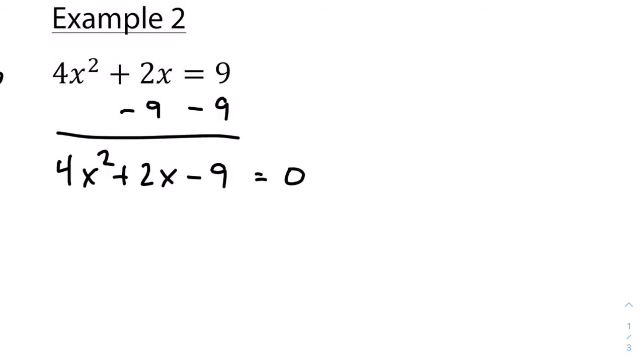We have a quadratic equation now because it's equal to 0. And so what I can do is figure out my a, b, and c. So I have a is 4, b is 2, c is negative 9.